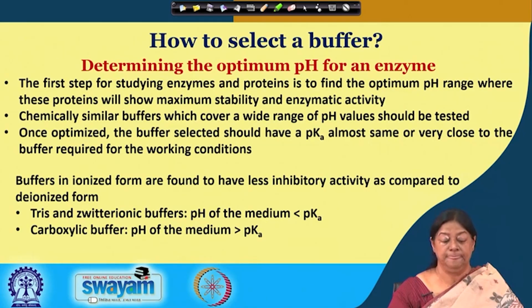The buffers in ionized form are found to have less inhibitory activity as compared to the deionized forms. There are different buffers mentioned here which we will talk about, what we mean by tris and zwitterionic buffers and carboxylic buffers.